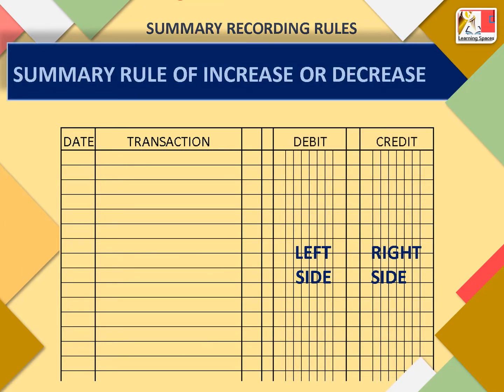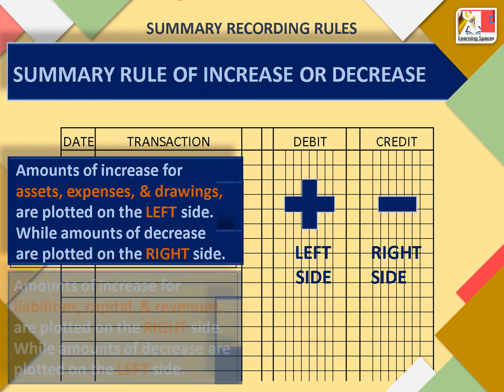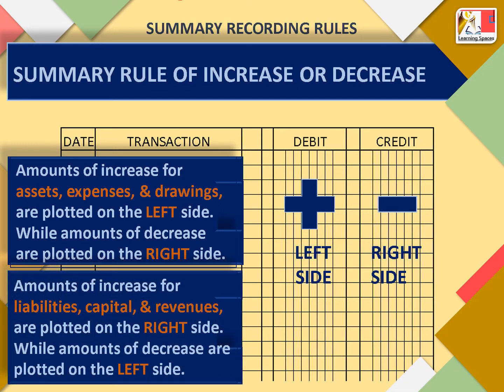One more time. Let us recap the summary of rules for recording on the left side, and for recording on the right side. First, whenever assets, expenses, and drawings are increasing, the amounts of increase are plotted on the left side, and whenever they are decreasing, the amounts of decrease are plotted on the right side. Second, whenever liabilities, capital, and revenues are increasing, the amounts of increase are plotted on the right side, and whenever decreasing, the amounts of decrease are plotted on the left side.